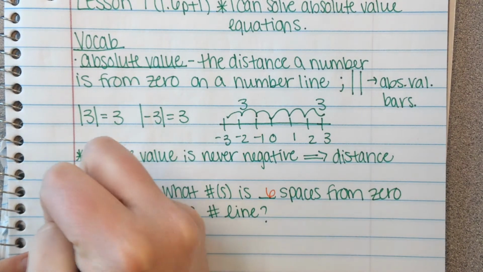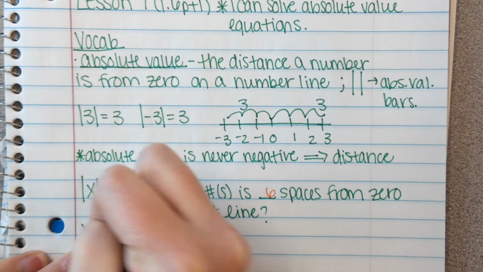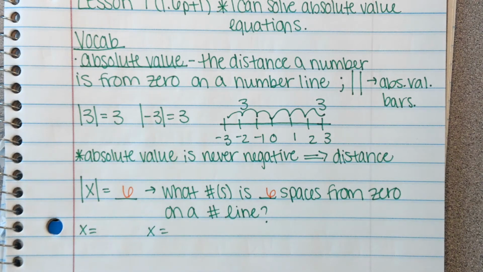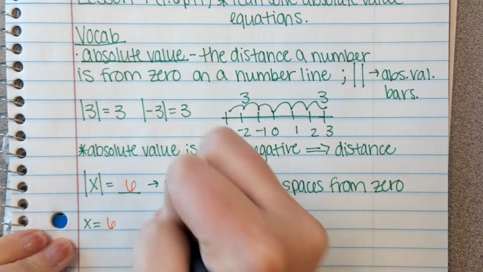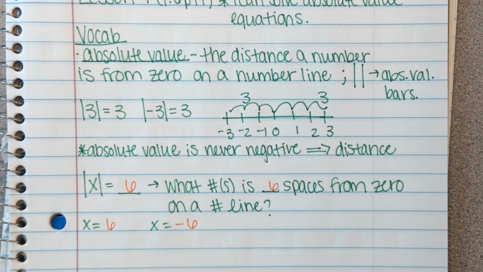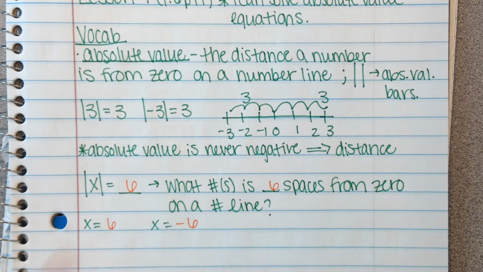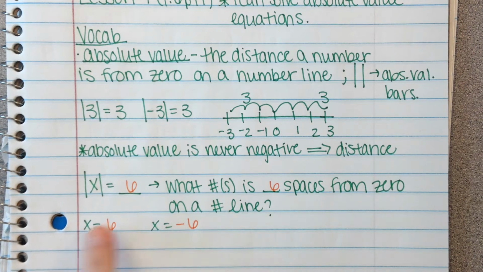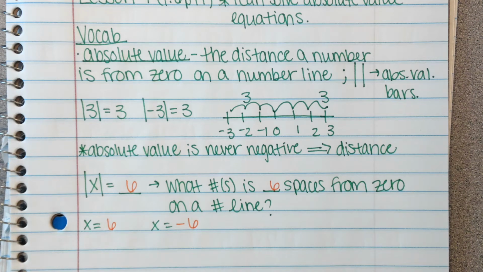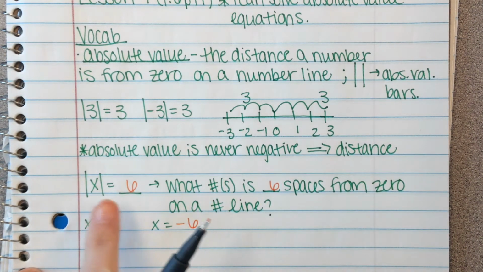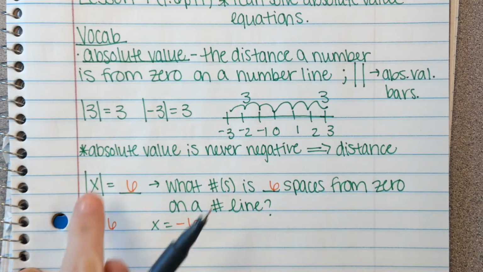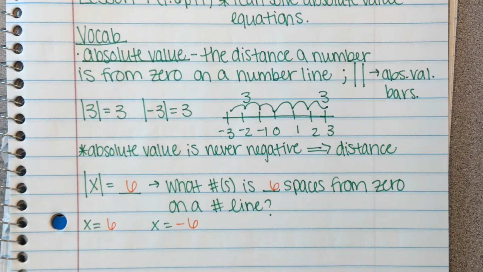So in this case, let's think about it. What are two numbers that are 6 spaces away from 0? Well, it would be 6 and -6. So the absolute value itself isn't negative, but the values, the solutions for x could be. Okay, so that's an important thing to realize. Absolute value is not negative, but the solution to the problem or to the equation could be negative.